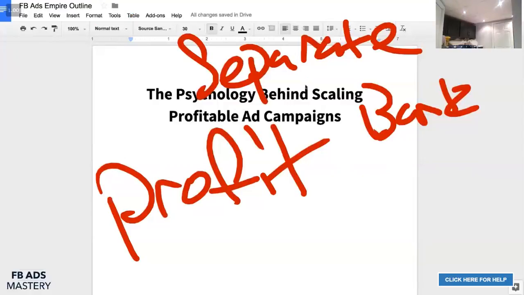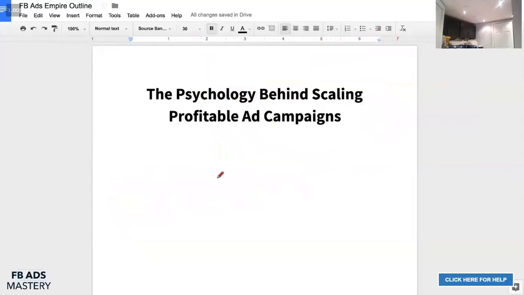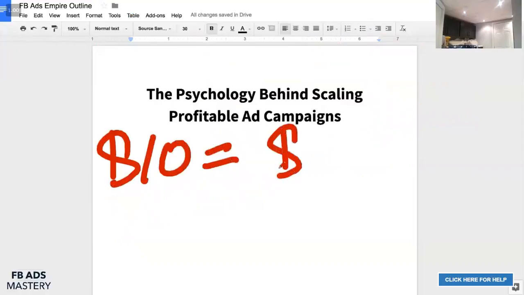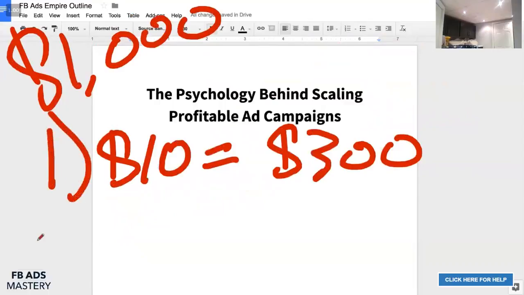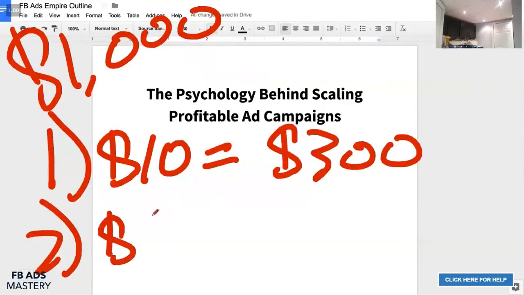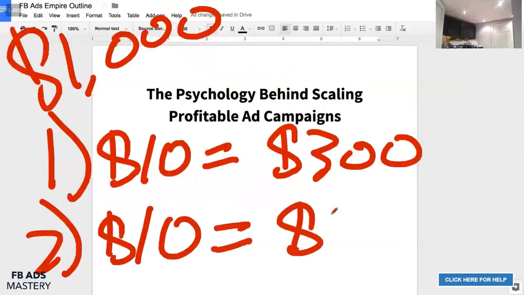And here's why this is so important. Here's what a lot of people do. They have their ad budget. It's $10 a day, so they're spending $300 a month on ads. And month one, they make $1,000, right? Except they don't take 30% and reinvest it back in. Month two, they spend the exact same amount, $10 a day. They spend $300 that month.